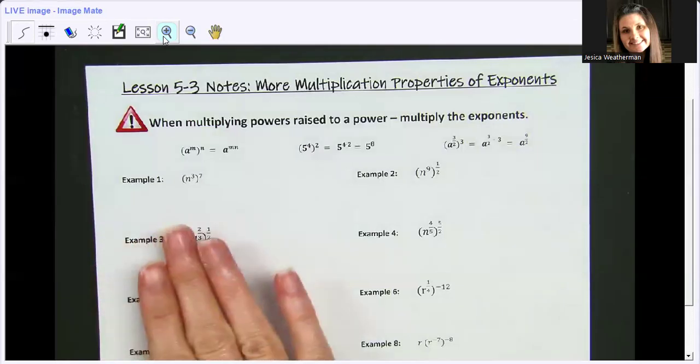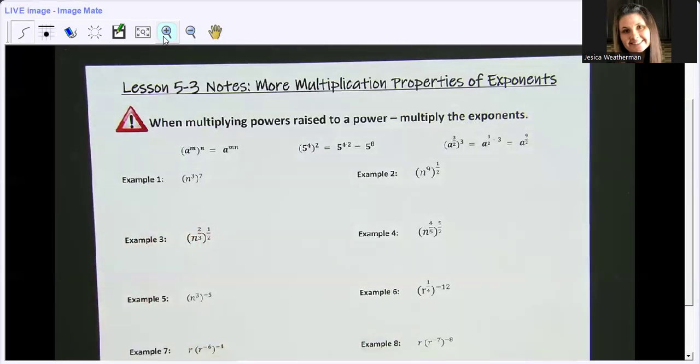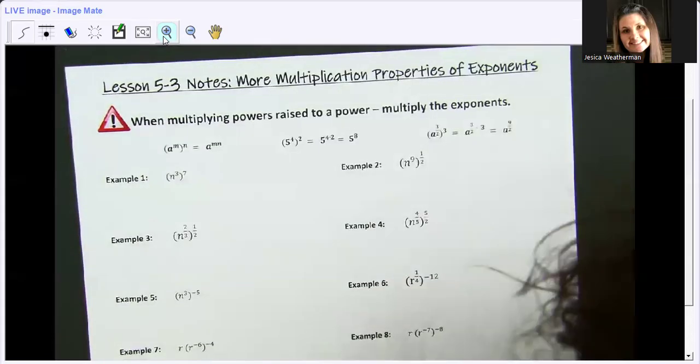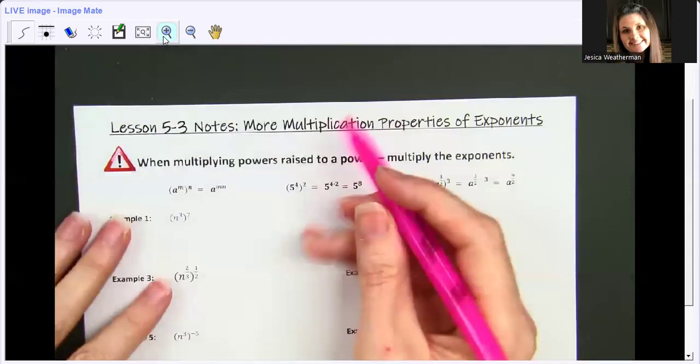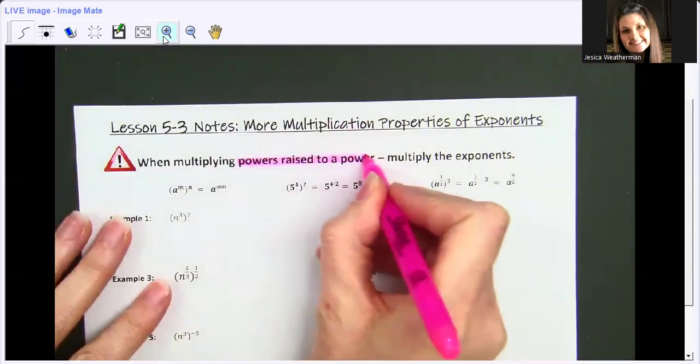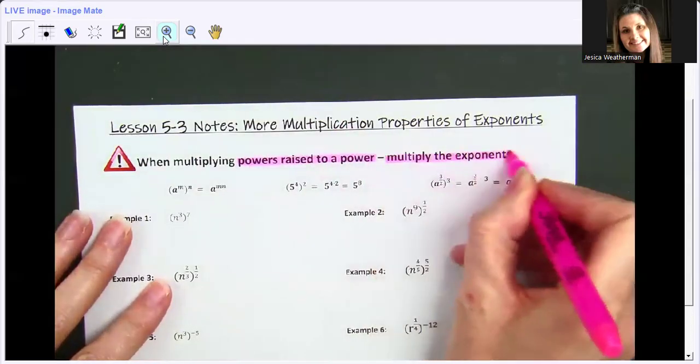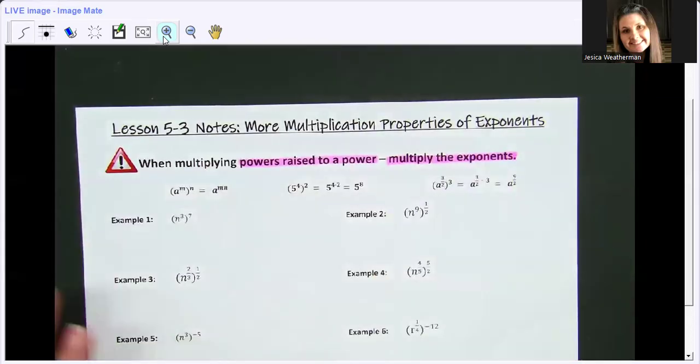Well, today what we're doing is taking a term that has an exponent and raising that term to an exponent. So basically we're raising a power to a power. And when you raise a power to a power, you are multiplying the exponents. Powers raised to a power, you're going to multiply the exponents.